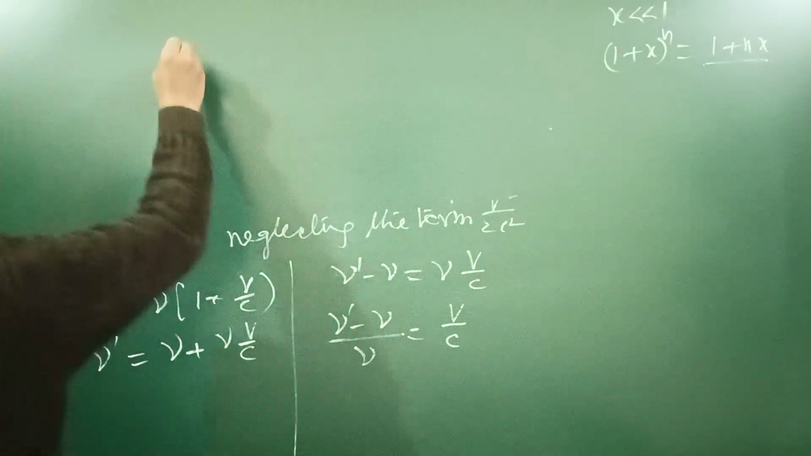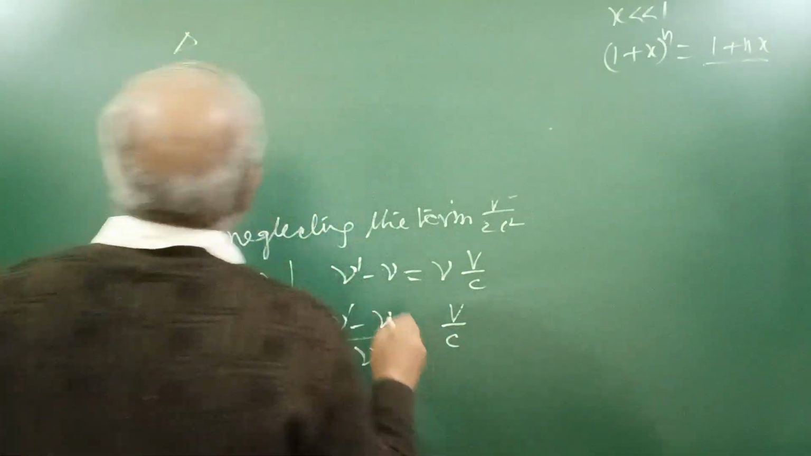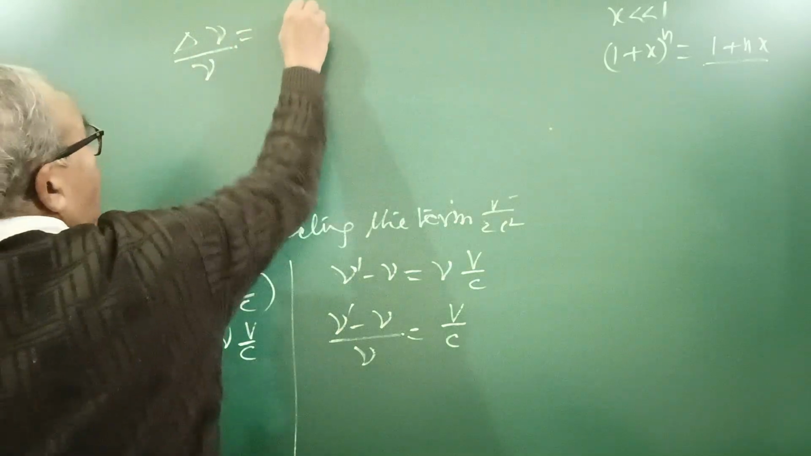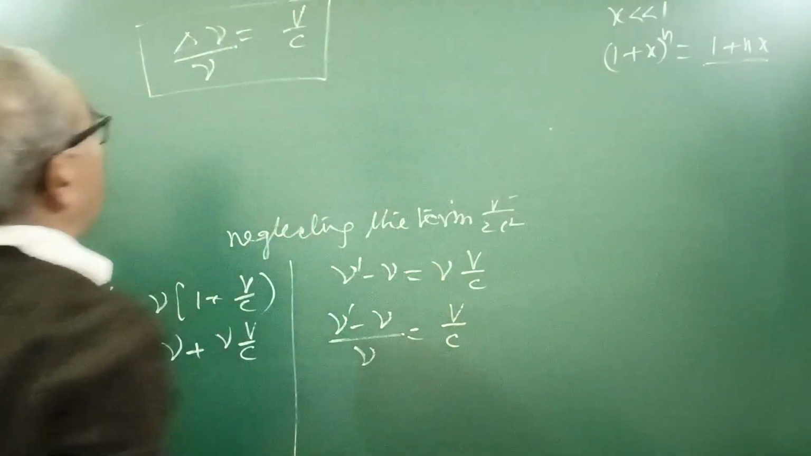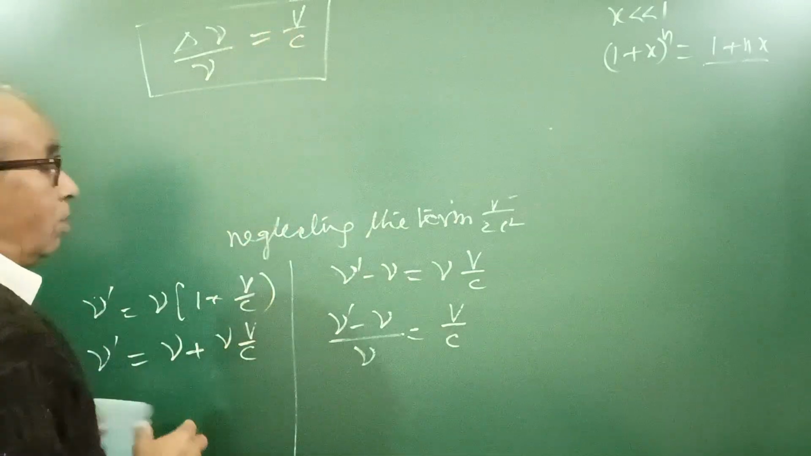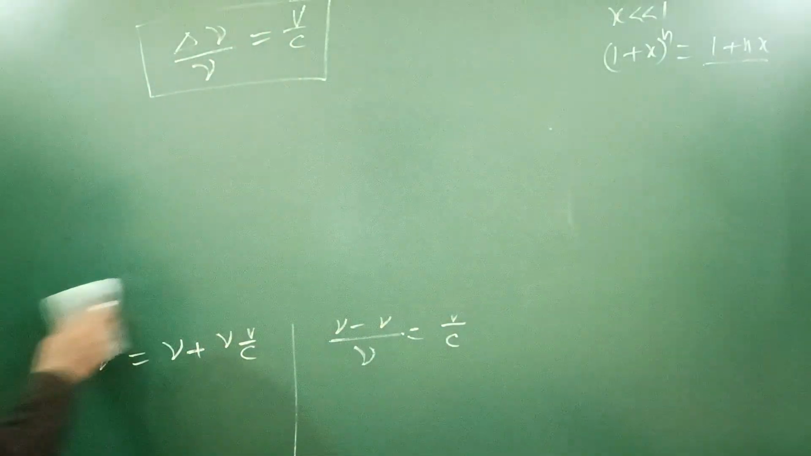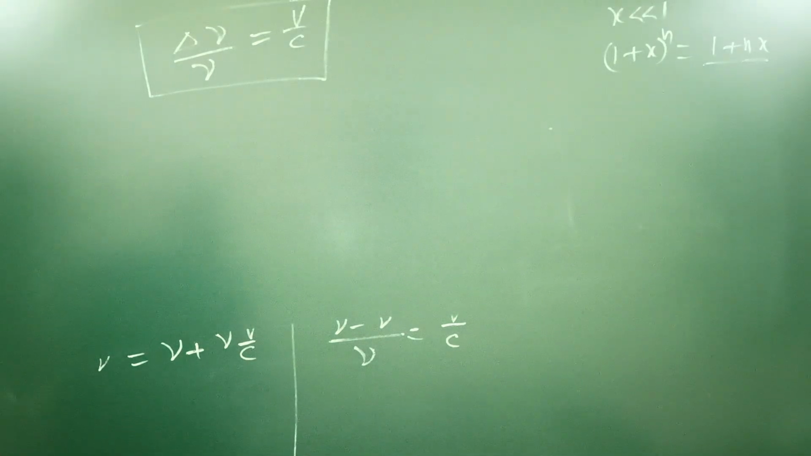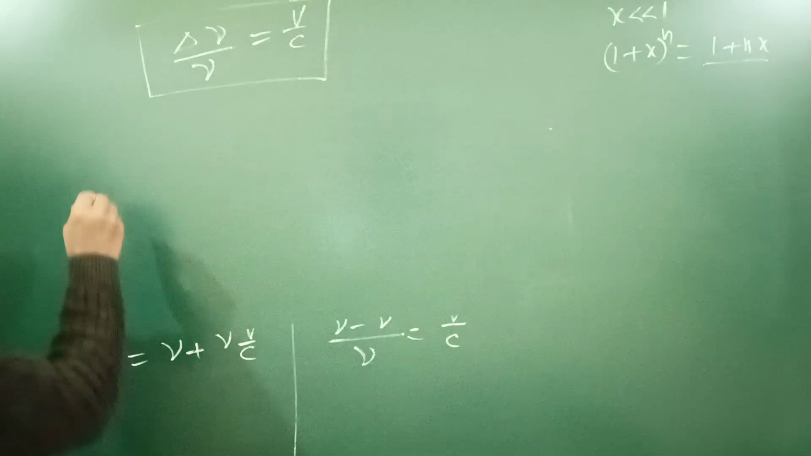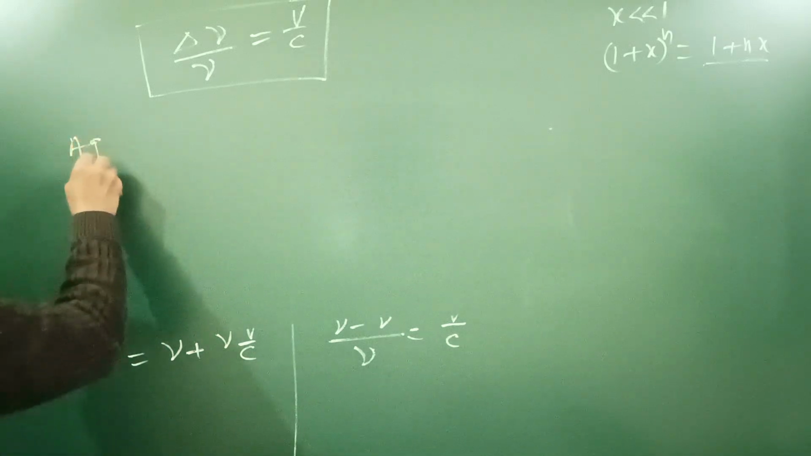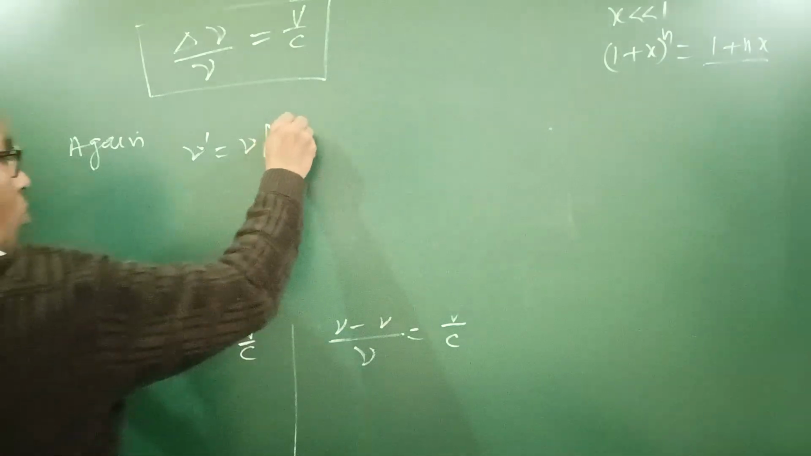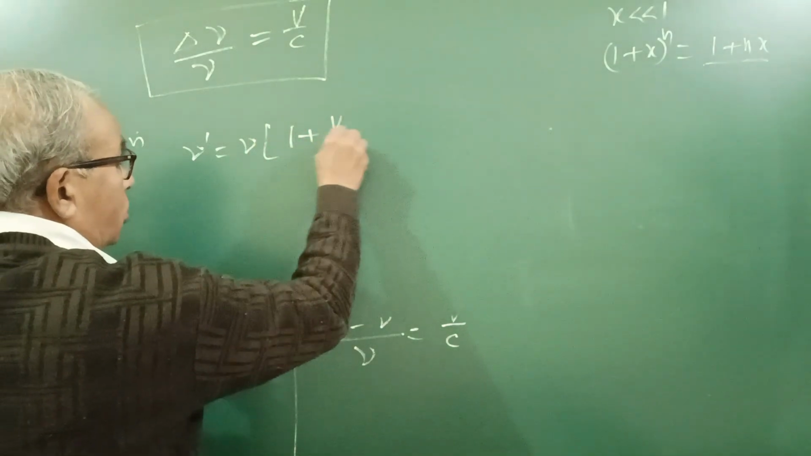Here V may be the velocity of light source or velocity of source, or this relative velocity between the two. So delta nu upon nu equal to V upon C. So for frequency, if distance is decreasing, then it is plus. Okay. Now, if you try to find the change in wavelength, again, I told you here, nu dash equal to nu into 1 plus V upon C.